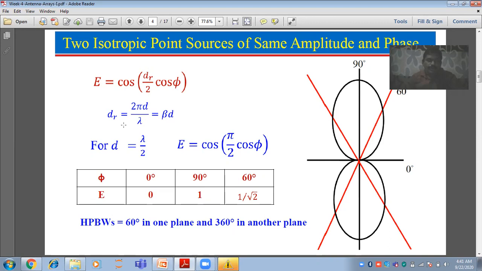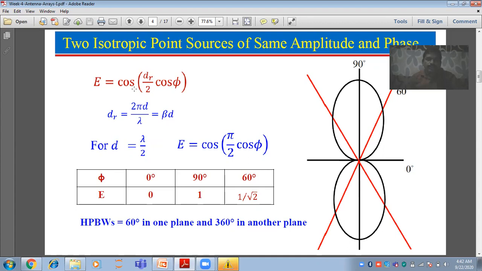Understand? Once again, let us see. d is taken here as lambda by 2. This lambda by 2 is taken in this place. So the denominator 2 and numerator 2 both cancel, and this lambda cancels. So what we have is psi equal to pi. You take that value of pi in the place of psi. So therefore, that will become pi by 2 cos phi.